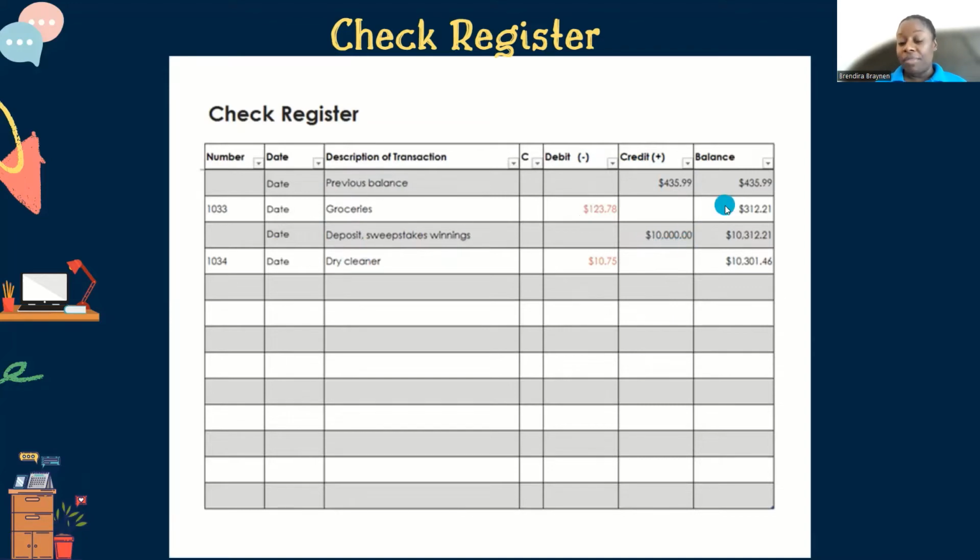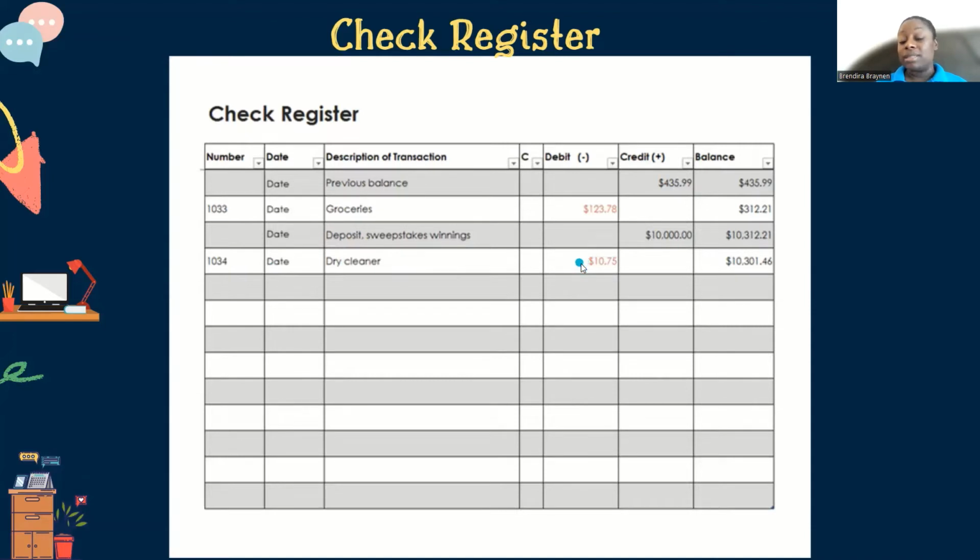If I started off with $312.21 and I deposited $10,000, I now have $10,312.21 as a balance to use to pay bills. All right. From that point, I wrote another check. And this check I wrote for the dry cleaners, check number 1034, in the amount of $10.75.